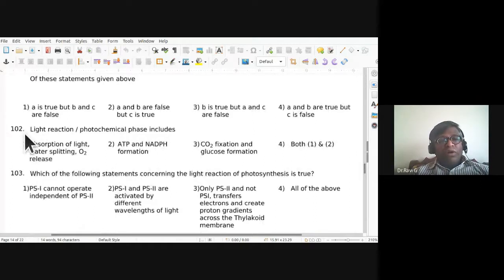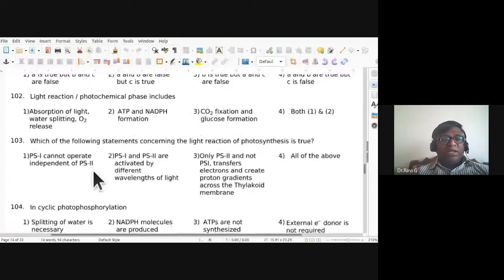102. The light reaction or photochemical phase includes what? Light reaction or photochemical phase includes absorption of light, water splitting, oxygen release, or is it ATP and NADPH formation, carbon dioxide fixation and glucose formation, or both 1 and 2. So absorption of light, water splitting, oxygen release, and ATP and NADPH formation. So both 1 and 2 is the right answer. So the fourth option is the correct one.